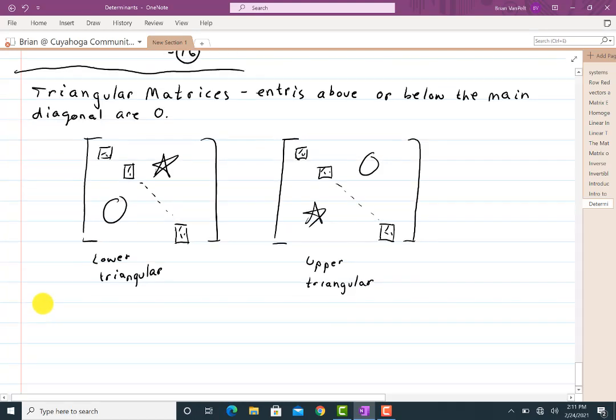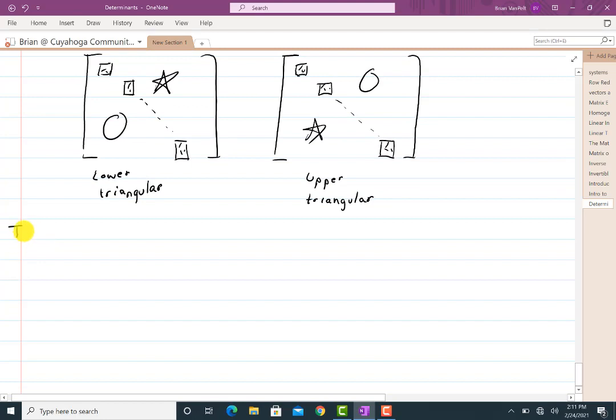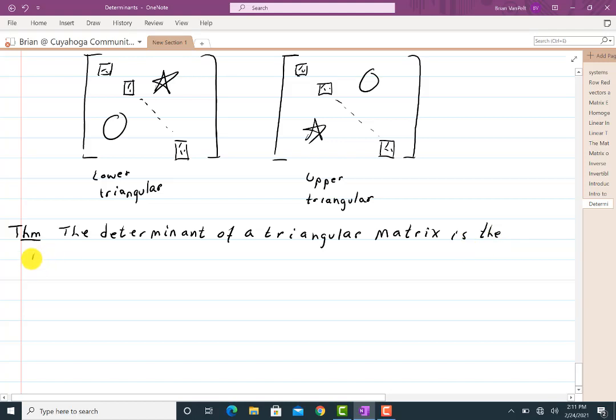The determinant of these things is very simple. The determinant of a triangular matrix is the product of the entries on the main diagonal.